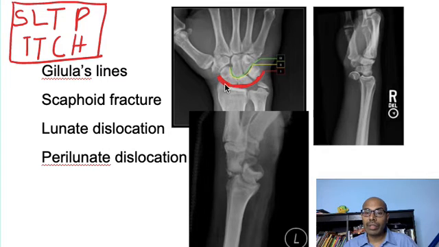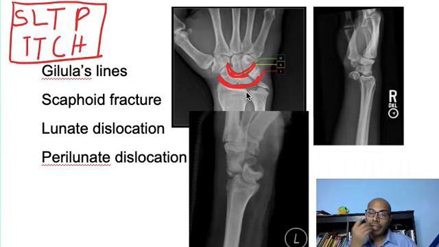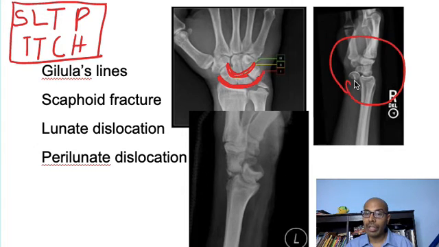So in Gilula's lines there are three lines here: one in the proximal portion of the proximal row, the distal portion of the proximal row, and the proximal portion of the distal row. These must be smooth. If they are disrupted, then you can have lunate and perilunate dislocations, and different other injuries must be looked for. You can see in this picture, it's very commonly asked, perilunate and lunate dislocation. What is this? This is lunate dislocation. Why? Because the lunate has come off the radius, whereas the rest of the carpus is in line with the radius. This has also been asked in your exams, so you have to remember this.